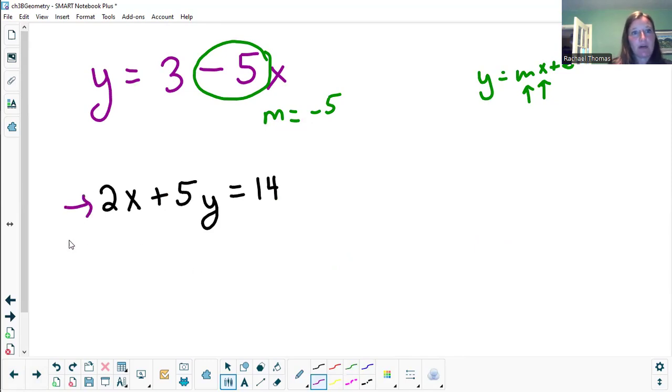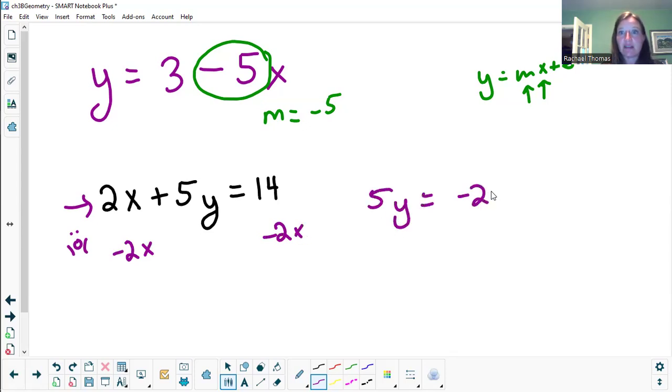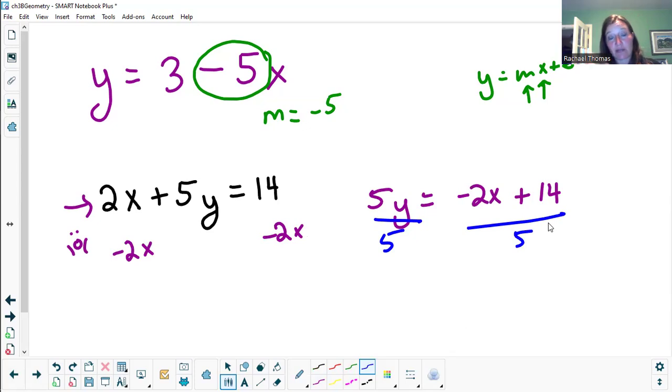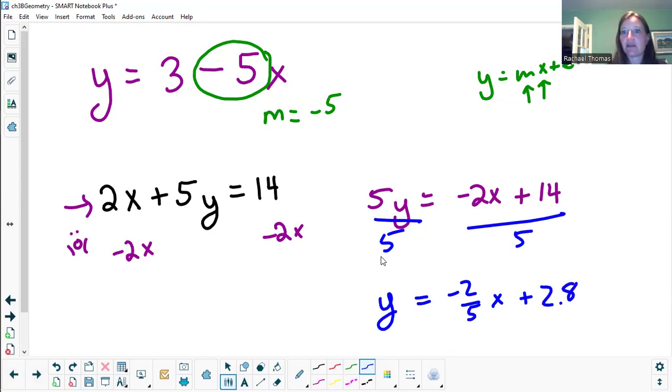Now in this bottom one, this is another little bit of a scary beast here because I don't have the equation in y equals mx plus b form. But I can get it there. I'm going to do a little bit of algebra here and rearrange my equation. I'm going to subtract 2x from both sides. I'm going to divide everything by 5. That means I have to divide everything by 5 over there on the right. So the left becomes y, and the right is going to be -2/5 x plus 14 divided by 5, which is 2.8. You can check my computation on that if you'd like.